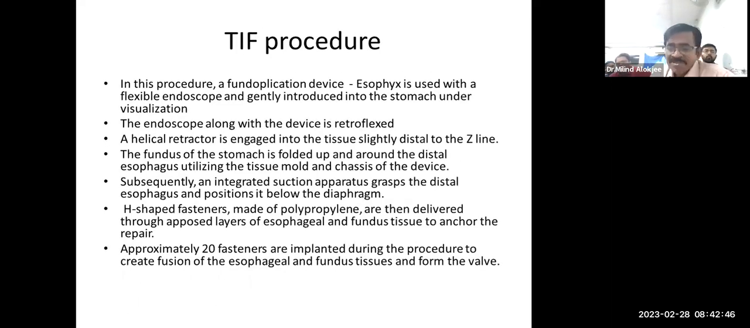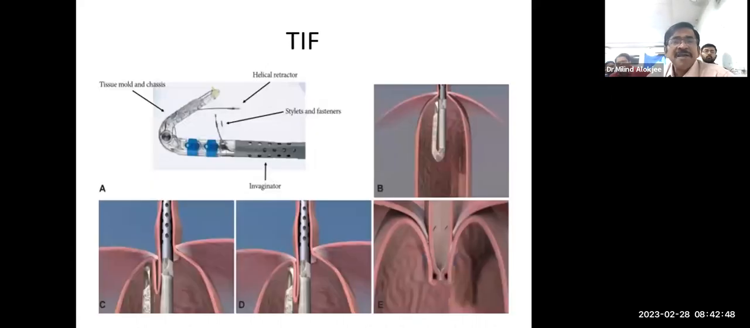So this is the procedure. I'm not going into details. This procedure uses a specialized endoscope which can bend itself, and this endoscope is placed in the stomach area and it is bent forward. By pulling the mucosa, this can stipple it, so you can have a wrap around the esophagus by this endoscopic procedure, described as transoral incisionless fundoplication.